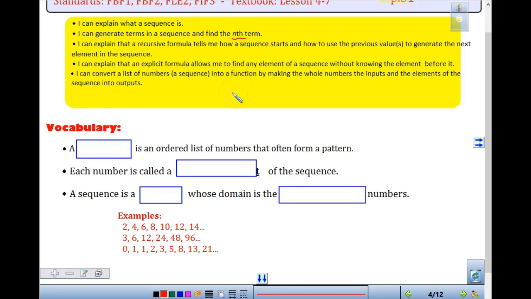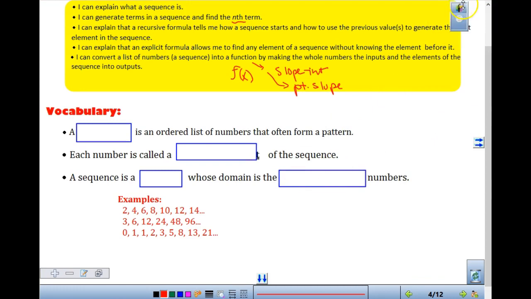So our functions are f of x, right? And when we think of functions, this is when we might be thinking of slope-intercept form. Or when we think of functions, we might be thinking of point-slope form of our equations. So when we look at these different sequences, later we're going to keep going back to that slope-intercept and point-slope.